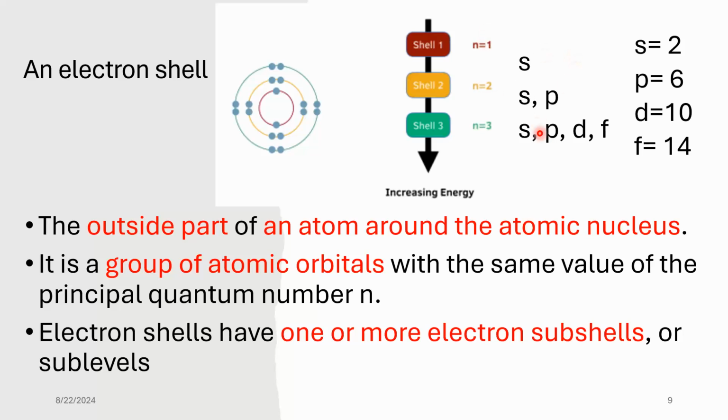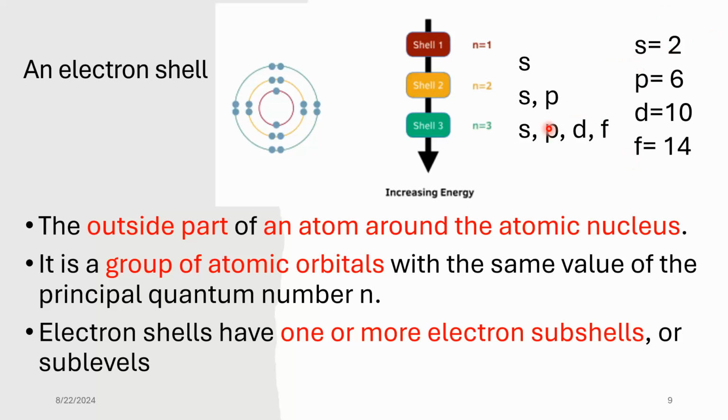One thing more we need to discuss: shell 1 is very near to the nucleus, so it has only one s orbital. If a shell has only one s orbital, it can hold only two electrons. So an s orbital can have two electrons, a p orbital can have six electrons, a d orbital can have 10 electrons, and an f orbital can have 14 electrons. So these are the numbers of electrons that can fit in the s, p, d, and f orbitals, and from the ability of the orbital or the shell to hold electrons, we can calculate its energy.